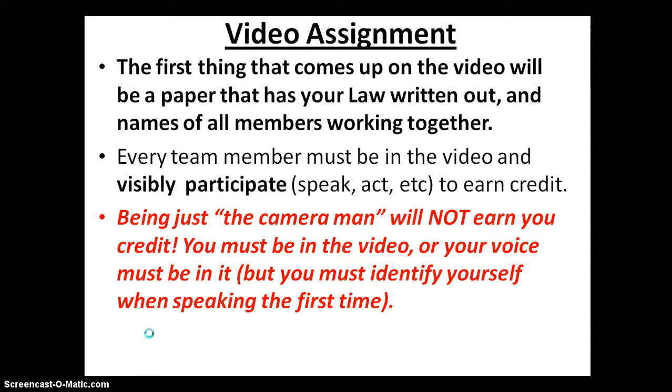Or you could put your voice in it. You should identify yourself the first time you're talking. Or if you're doing a cartoon where we cannot see any of you, then you could identify your voices at the end with credits. You could just write on a piece of paper the name of the character and which student voiced that character in the cartoon. So that can also work.